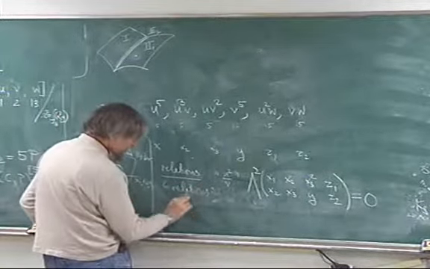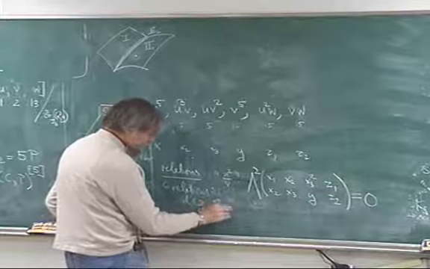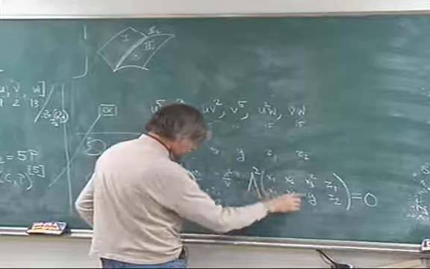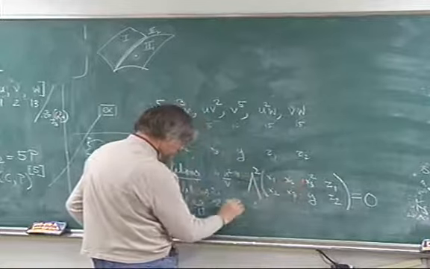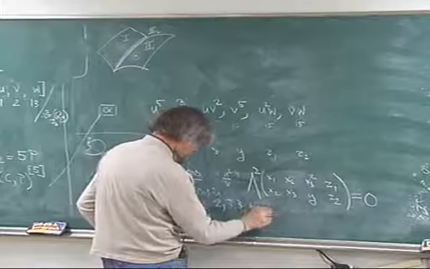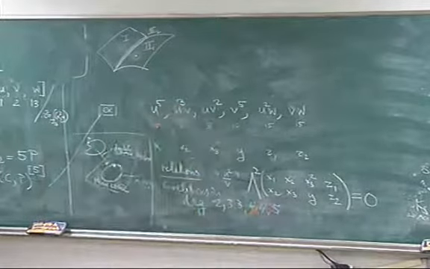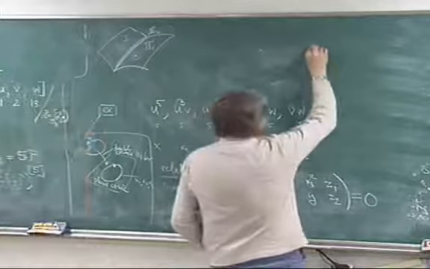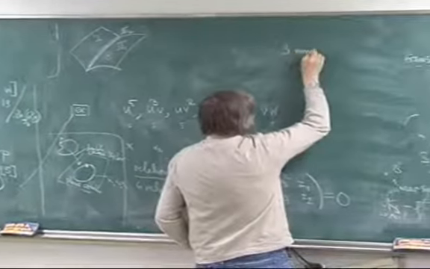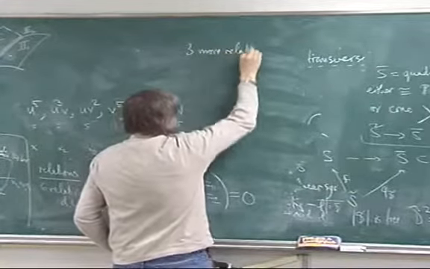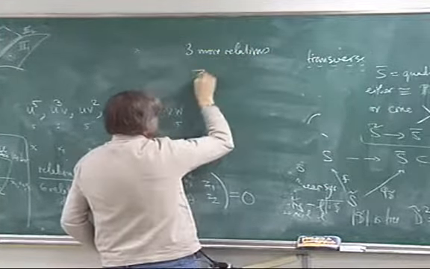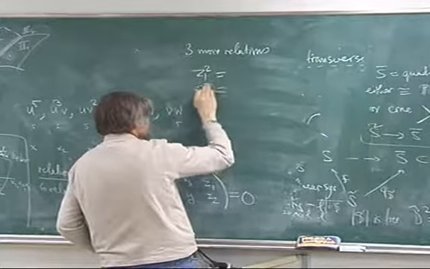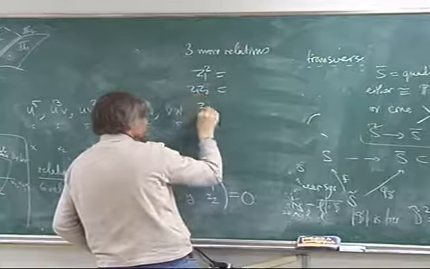in degrees 2, 3, 3, 4, 4, 5. Right, and then there are 3 more relations, saying z1 squared equals something, z1 z2 equals something, z2 squared equals something.